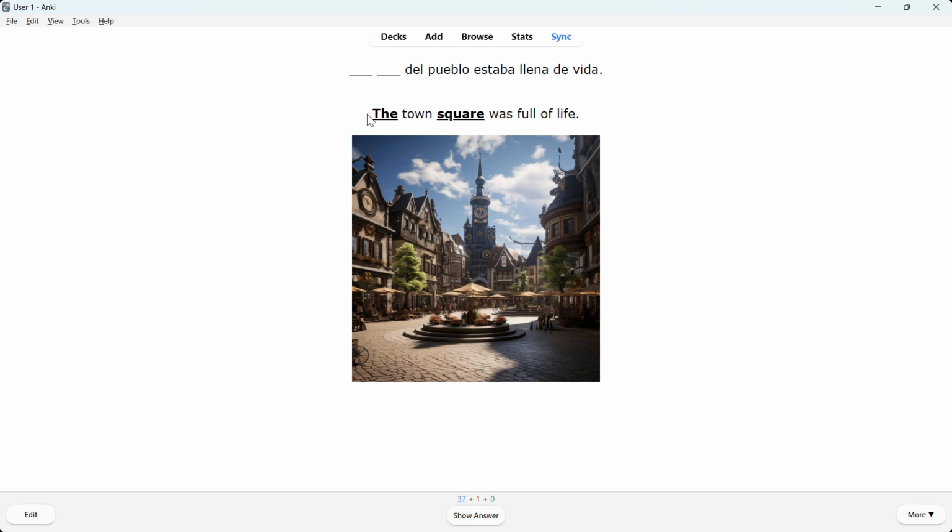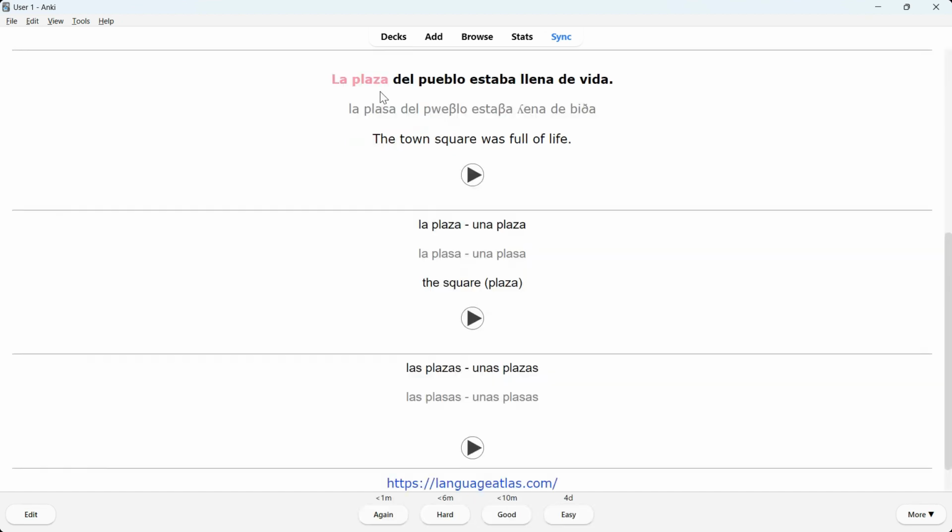So, let's have a look. How do you say the square, what goes over here, in Spanish? La plaza del pueblo estaba llena de vida. La plaza, una plaza.